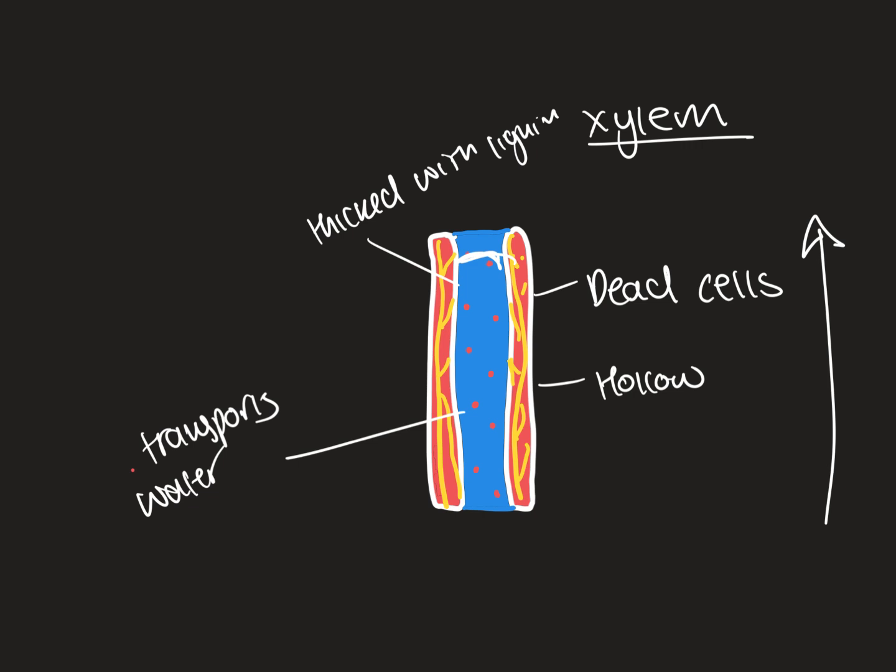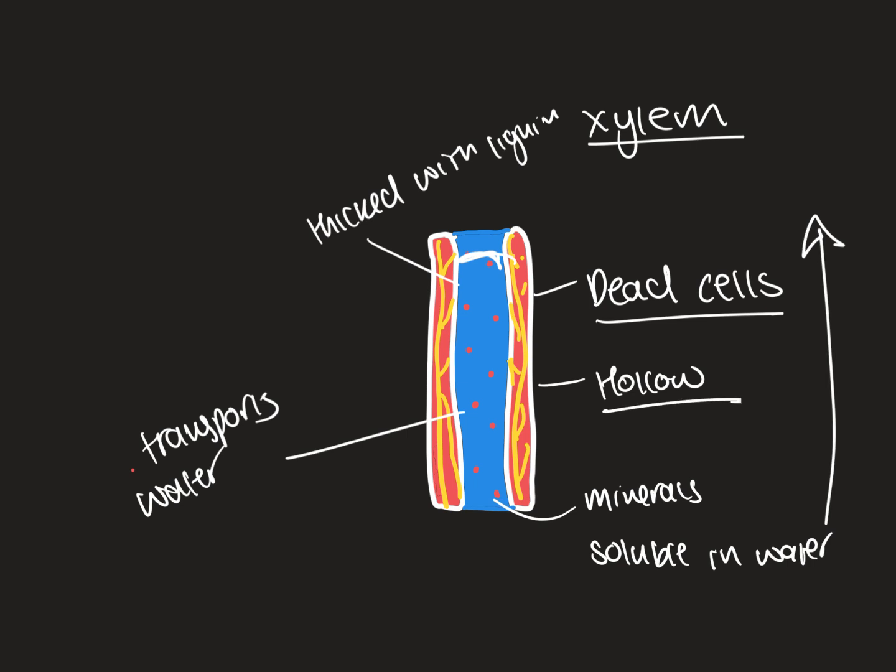The xylem also transports minerals, so these include any minerals that are soluble in water. It is very common to find an exam question asking you to compare and contrast the xylem and the phloem. Here, the main key points you would want to talk about are the dead cells, the fact that it's completely hollow, and that it transports water.